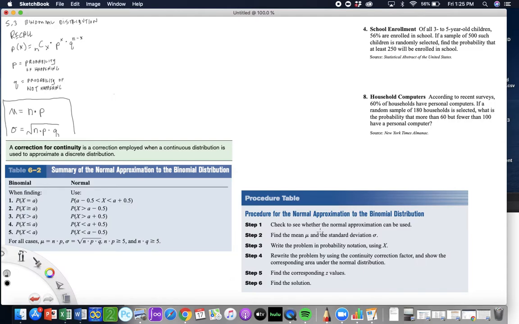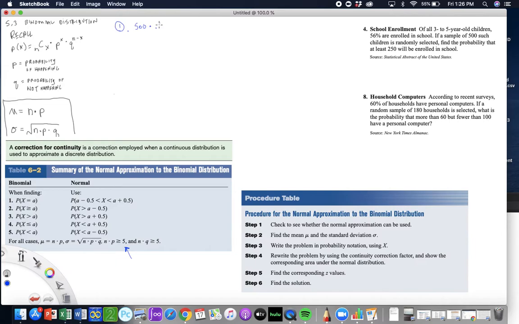So let's dive in here, and let's just go through a problem. So the first thing it says, step 1, check to see whether the normal approximation can be used. All right, so that's what it's referring to here. Step 1 is we want to see if this is a possibility. So let's just see if we can use the approximation as a method of solving this problem. So all we have to do is take the number of people. This is 500, which is the n. We have 500 people.